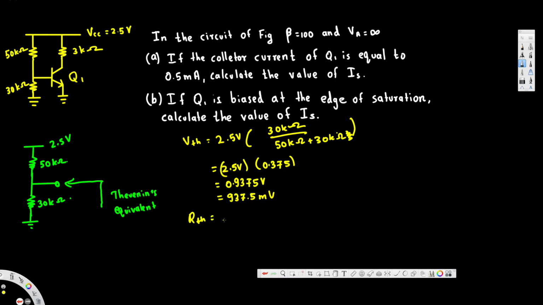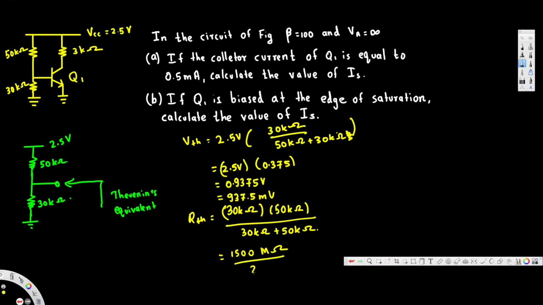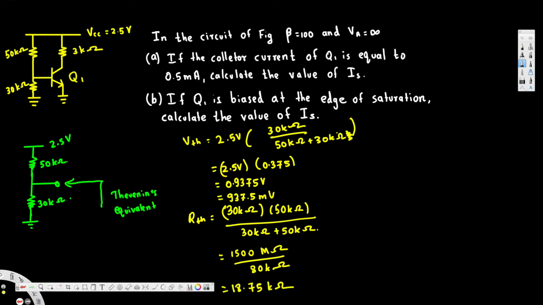And RThevenin is multiplication over division. So 30 kilo ohm multiplied by 50 kilo ohm, divided by 30 kilo ohm plus 50 kilo ohm. That is equivalent to 1500 mega ohm over 80 kilo ohm. That's equivalent to 18.75 kilo ohm. This is RThevenin. Now VThevenin and RThevenin are calculated.